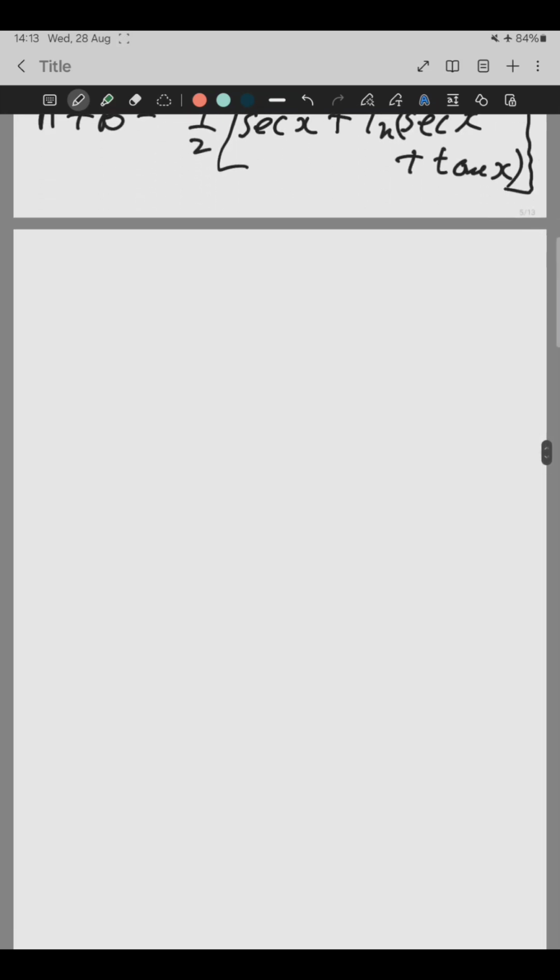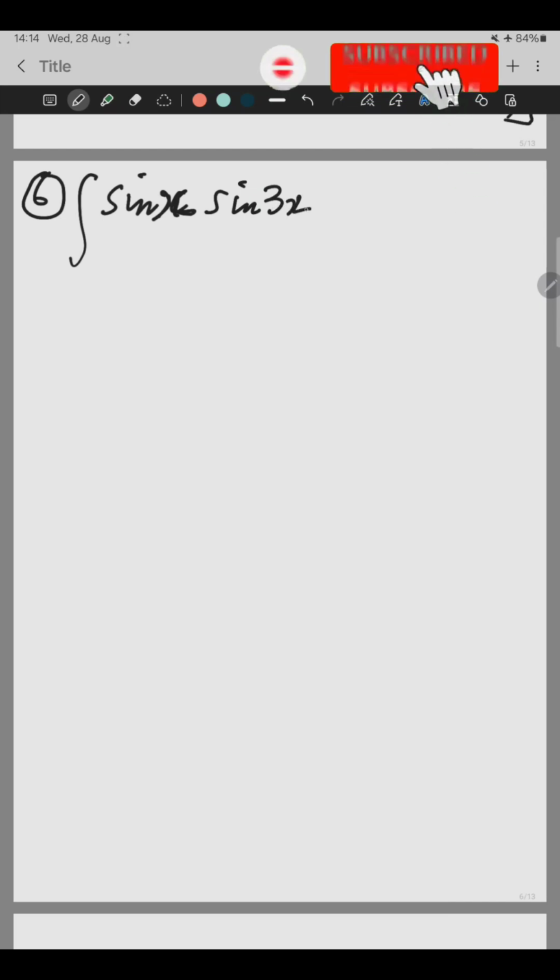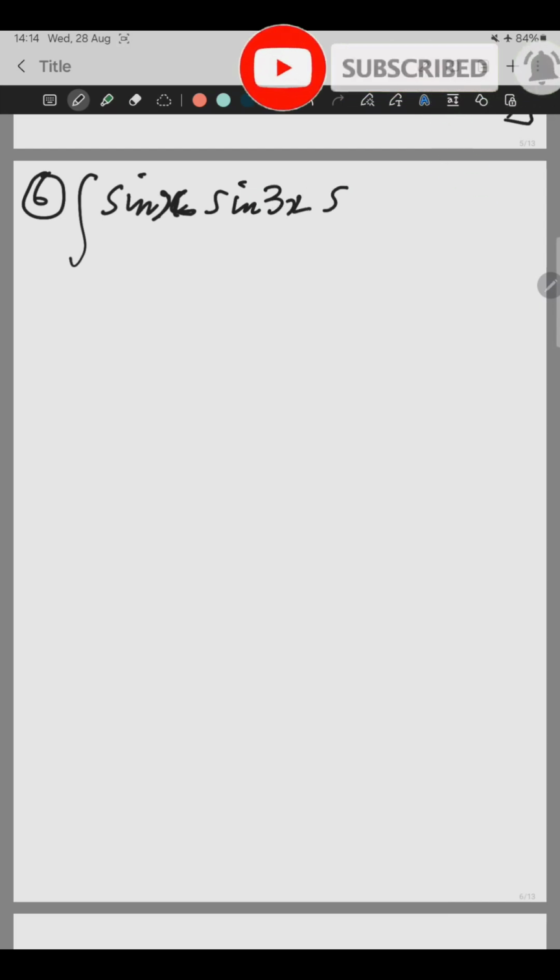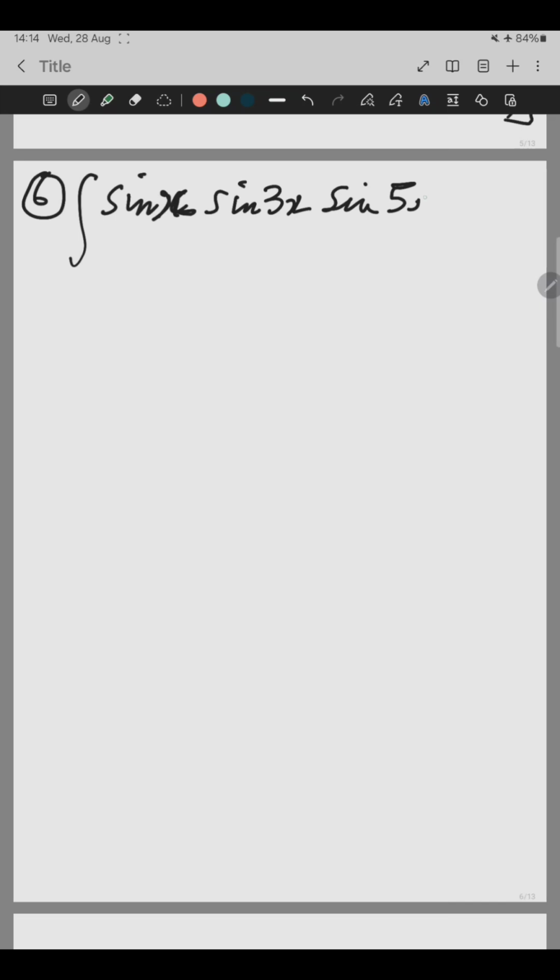And now go on to the final one, number 6. And that is to integrate sin x times sin 3x times sin 5x. And of course you're wondering, how on earth am I going to apply the product rule to that? Well, we aren't. So we're going to do it by a different method.